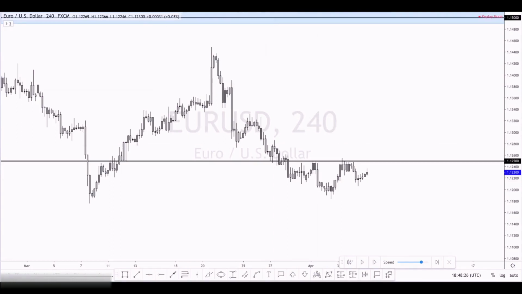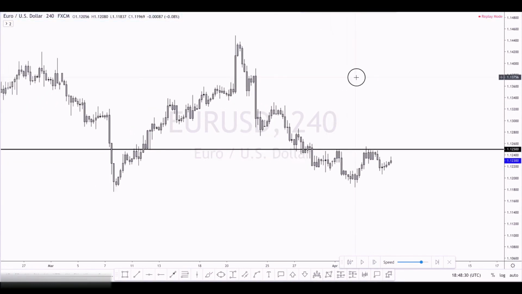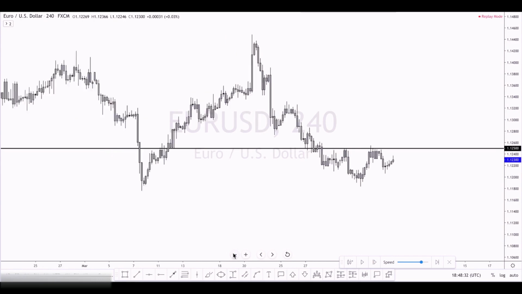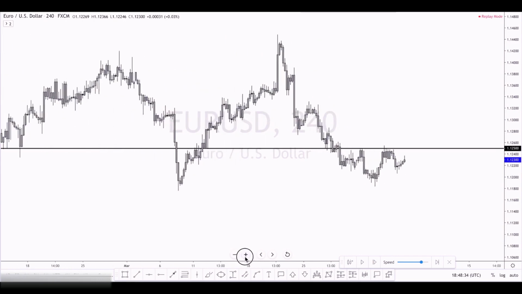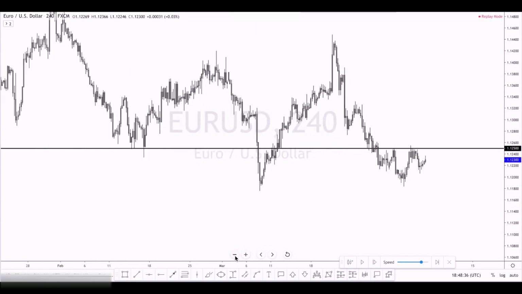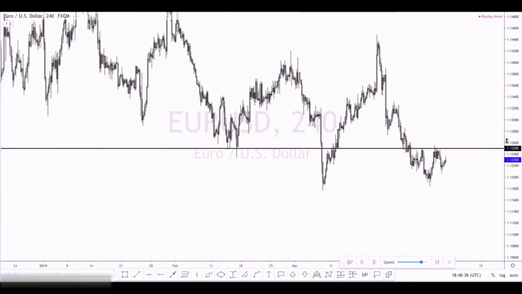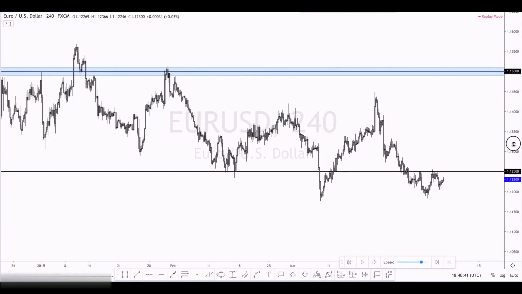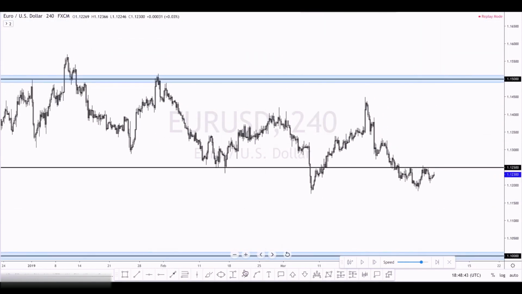So now we're gonna get into the 4 hour chart, which is my favorite time frame. Right now we're just gonna look at a bit of past data on euro dollar and have a look at how I approach the market, how I use 4 hour for that key market structure.